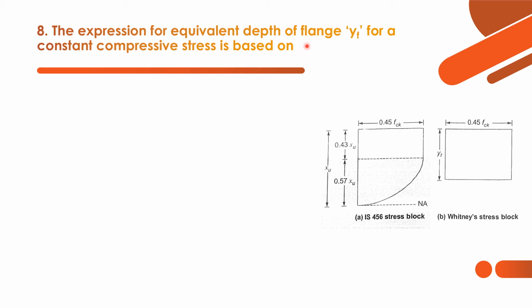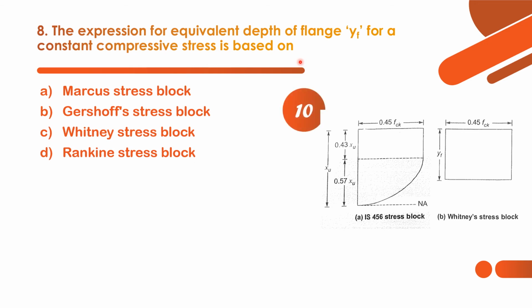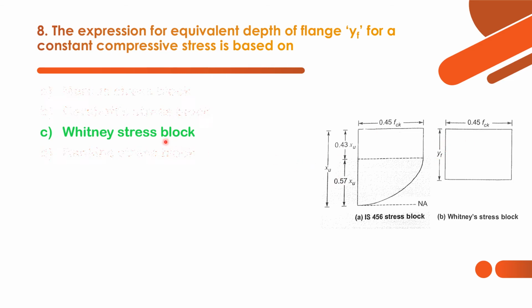The expression for equivalent depth of flange, that is YF, for a constant compressive stress is based on: option A Marcus stress block, option B Gersov stress block, option C Whitney stress block, option D Rankine stress block. Because of the parabolic variation in the stress block, we have to convert that parabolic stress variation into rectangular so that the calculation will be easier. So in order to convert the parabolic variation up to XU, the depth of neutral axis, we shall consider the YF. This is given by the Whitney stress block.